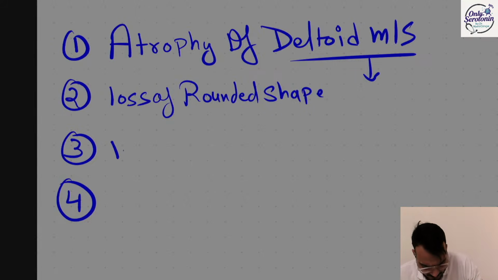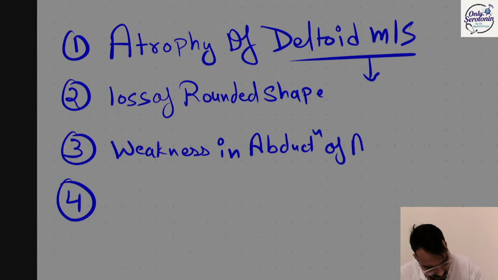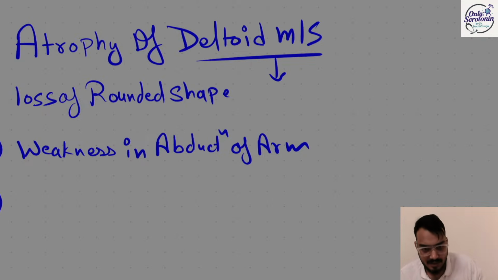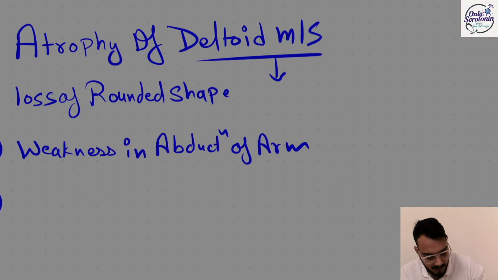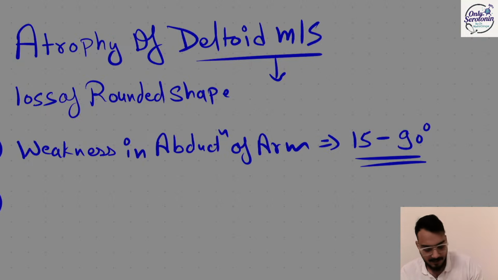The third thing is weakness in abduction of arm. It is weakness in abduction of arm. Just now we have studied, supraspinatus muscle, that is from 0 to 15 degree, and the lateral fibers of the deltoid muscle, that is what guys? That is from 15 to 90 degree, right?